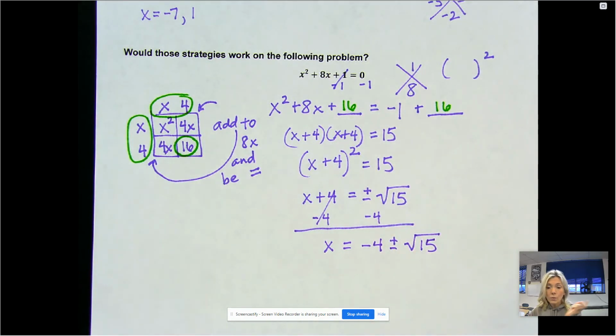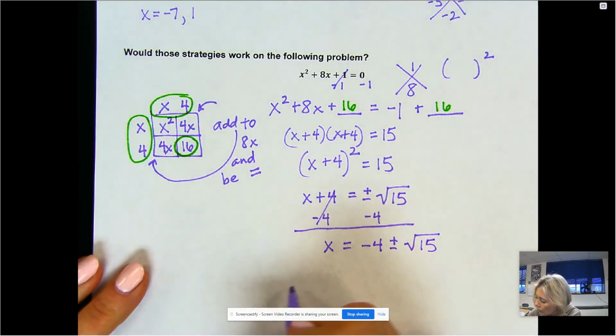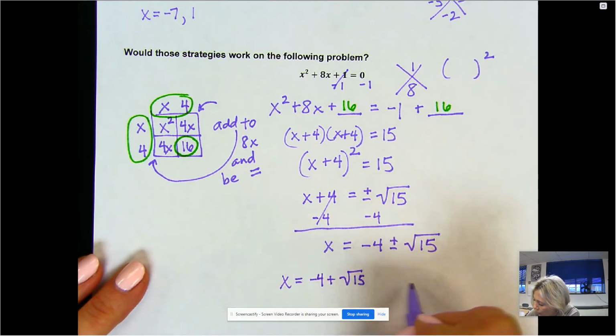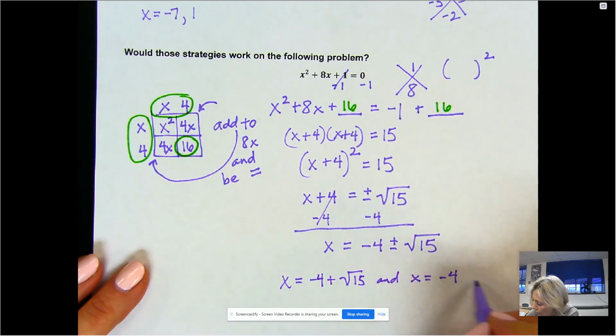Okay, so you can write your answer like that. We've got our two solutions written into one with the plus or minus sign. Or you could say x equals negative 4 plus the square root of 15, and x equals negative 4 minus the square root of 15.